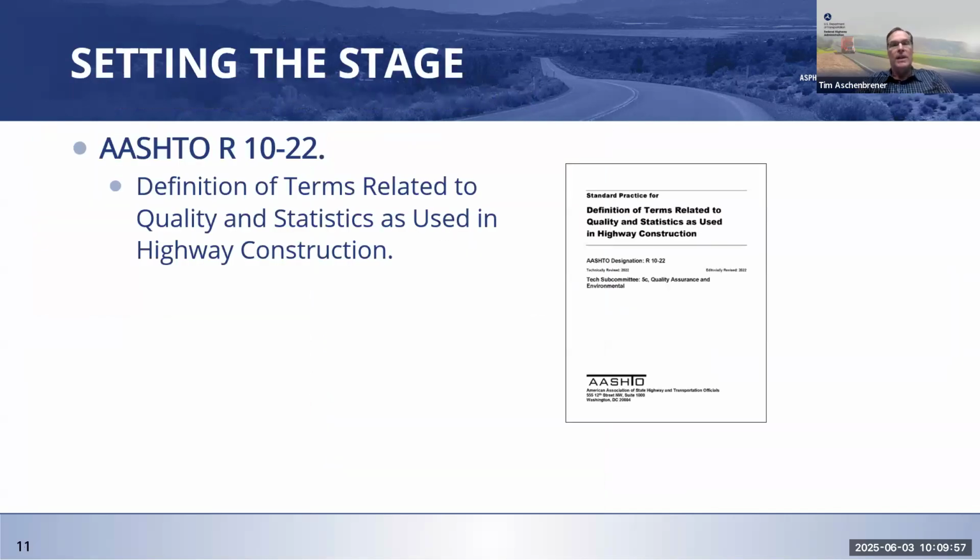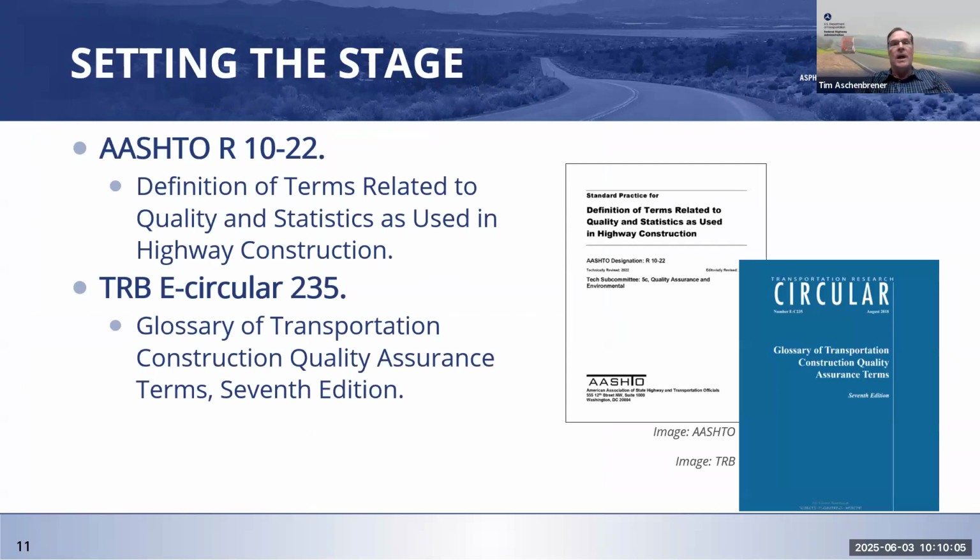So as we get started here, we're going to use some national terms. The national terms are from AASHTO R10 and then the TRB circular. These two documents have been harmonized, so the terms in each one are the same or similar. Very commonly, as you go from state to state, they have their own terminology, particularly in the quality assurance arena. You almost need a thesaurus to understand what some states are talking about. It takes a while to learn, but we're going to rely on the national terms for this effort.